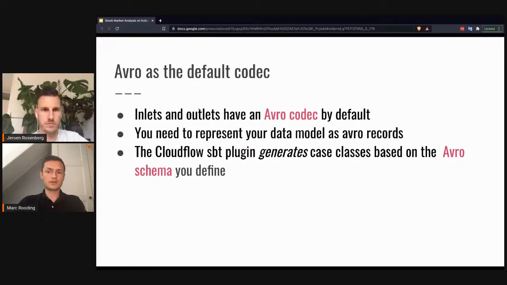So what Cloudflow now uses is Avro, and Avro is basically a schema evolution codec. So it's a definition in which you define your schema. So which properties do you have, and what kind of types are they? And the good thing about Avro is that it supports schema evolution. So you will be able to evolve your schema without breaking upstream consumers if you adhere to specific rules.